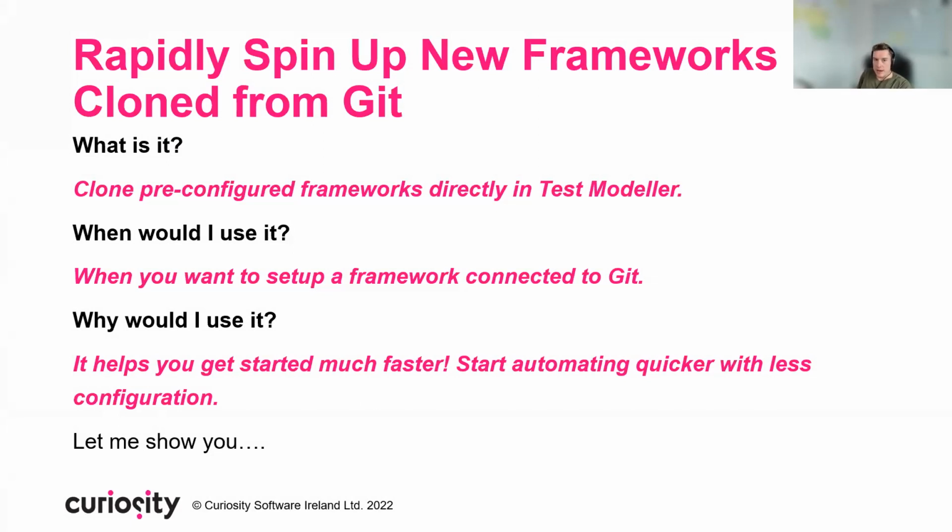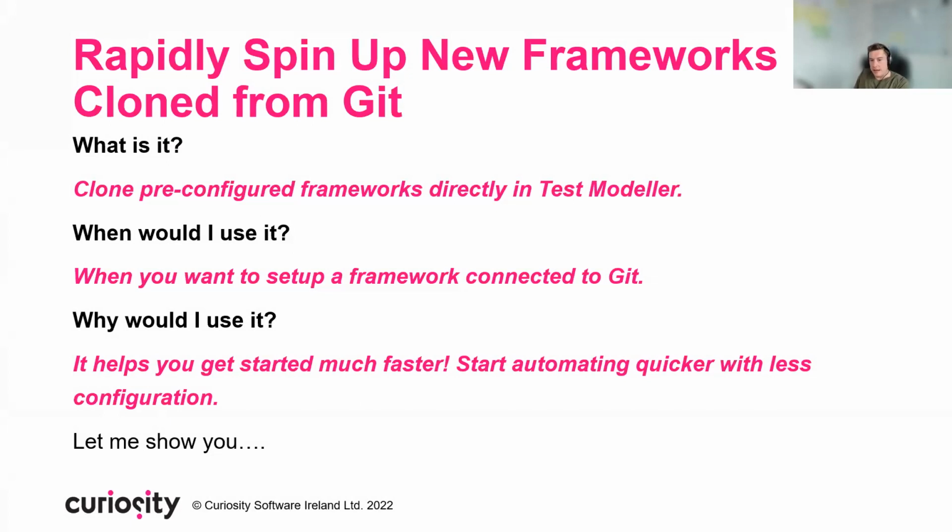The other feature that we've added in is it's fairly typical for organizations to want to store their automation within their own source control management system. And before, you would have to go into Git, pull down the repository for the automation framework that's being used, and then bring this into Test Modeler and configure it. So there was quite a few steps involved, although it was possible.